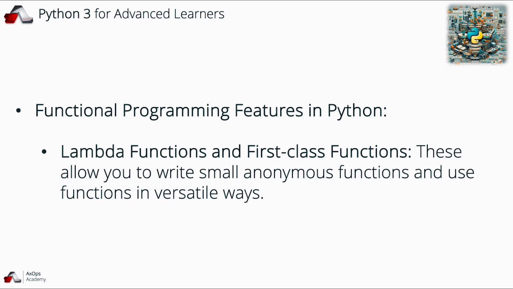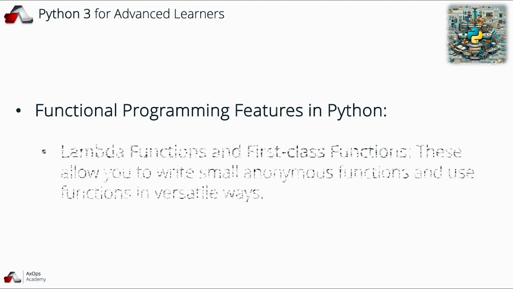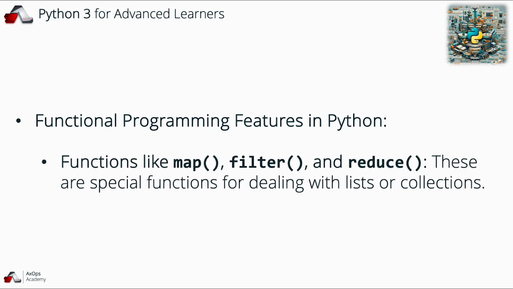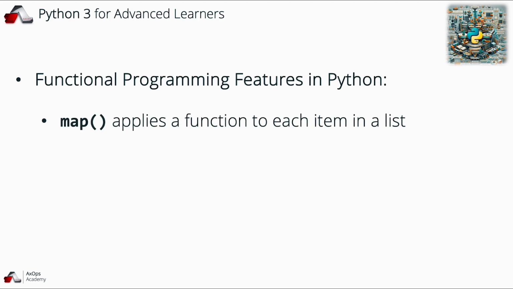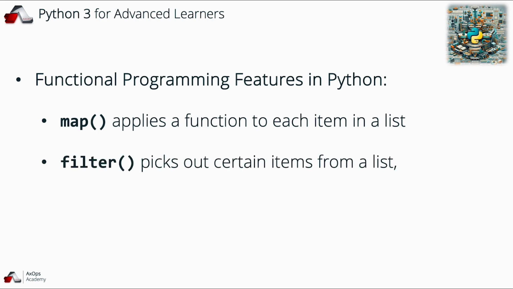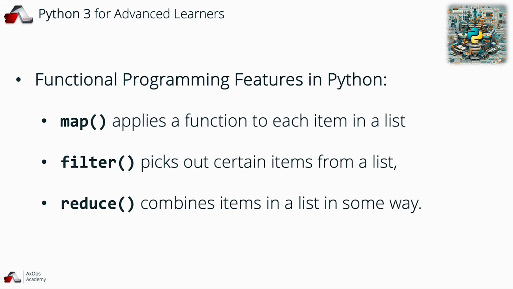For example, lambda functions. These allow you to write small, anonymous functions and use functions in versatile ways. Then there are functions like map, filter, and, for example, reduce from the functools module, and these are special functions for dealing with lists or collections. The map function, for example, applies a function to each item in a list. The filter function picks out certain items from a list. And the reduce function, part of the functools module, combines items in a list in some way specified by you.